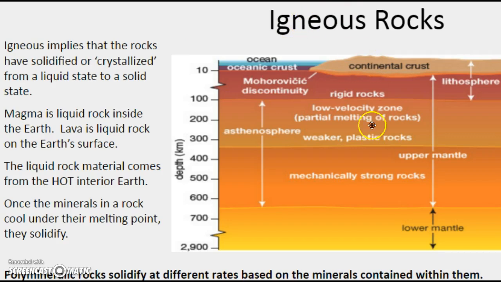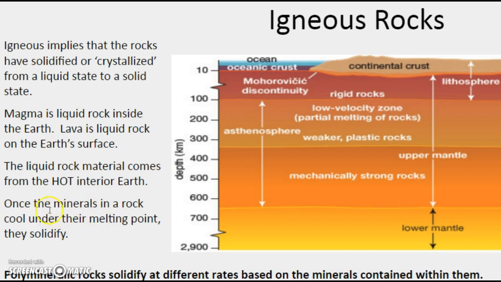So when I look at igneous rocks, I look at a cross-section of the earth. Igneous implies that the rocks have solidified or crystallized from a liquid state to a solid state. Magma is liquid rock inside the earth. Lava is liquid rock on the earth's surface. The liquid rock material within the earth comes from a very, very hot interior. And once the minerals in a rock cool under their melting points, they solidify.